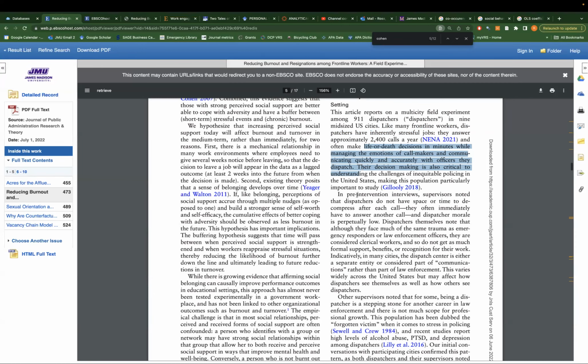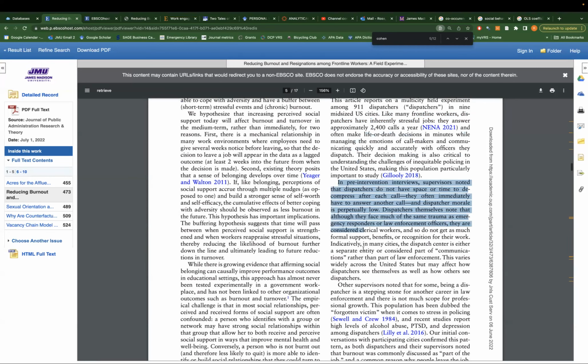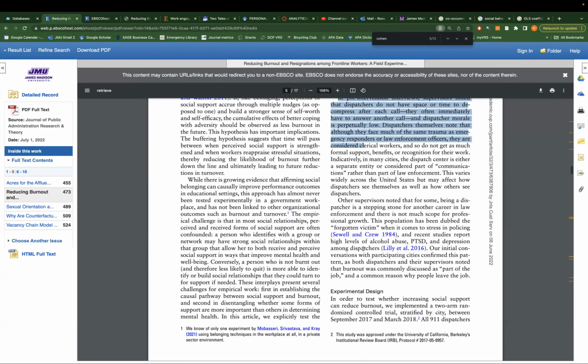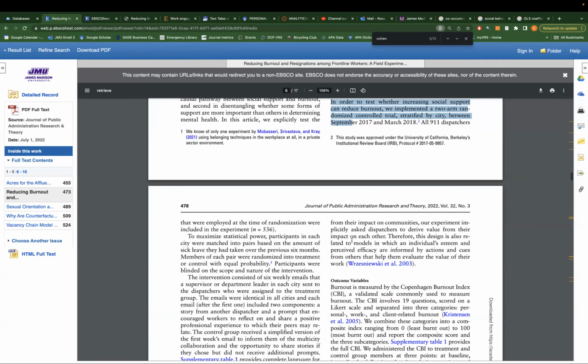All right. The other thing you want to look for in an experiment like this is how they come up with this intervention and what they do. They gather some data before the intervention, which is helpful to know about. And then they explain their experimental design. Their experimental design is the intervention. This is what they did to see if they could decrease burnout.